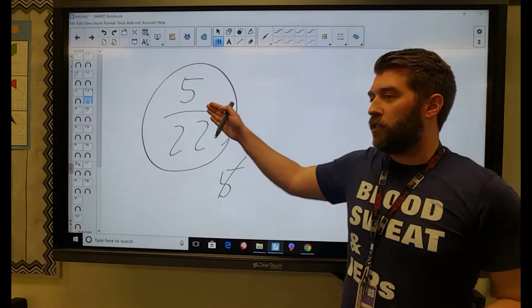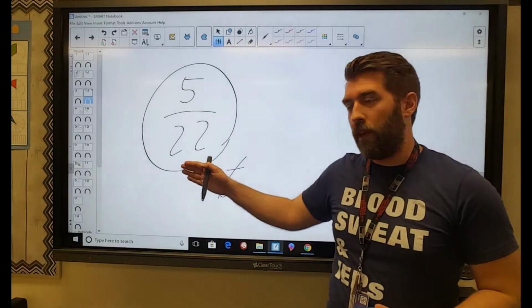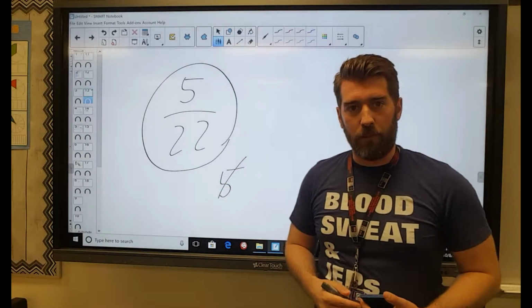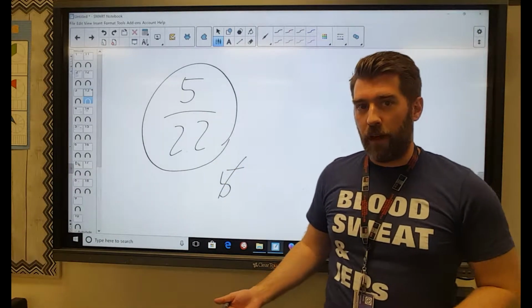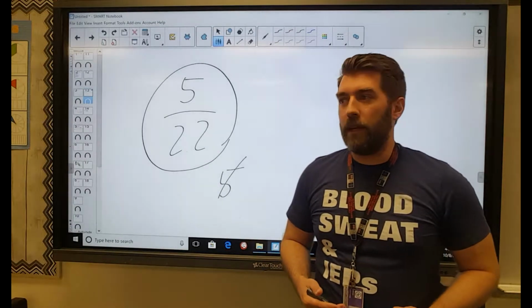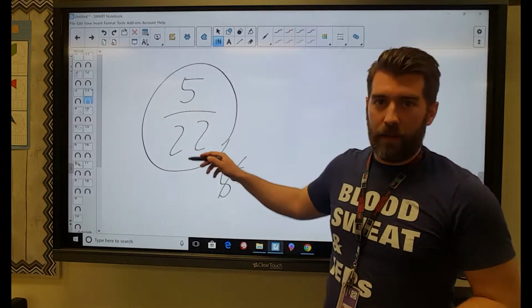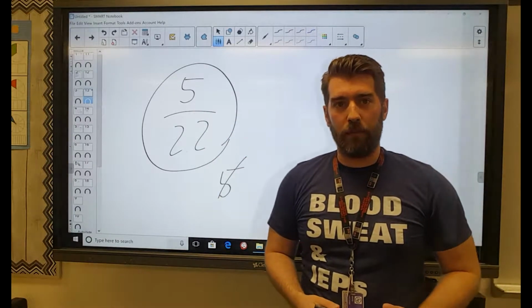So you need to double check on everything to see if you can reduce it by dividing the factors, because you might not be able to. Sometimes you're going to be able to reduce a fraction, sometimes you're not. Most of the time you're going to be able to. In 6th grade math, you're usually going to be able to reduce a fraction. But like with this, sometimes you won't be able to.